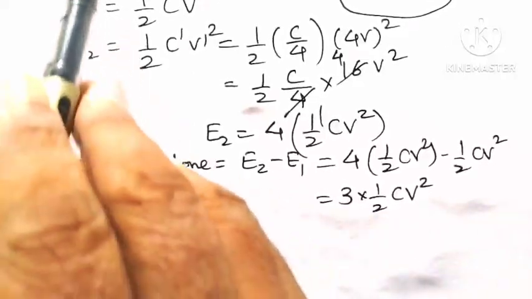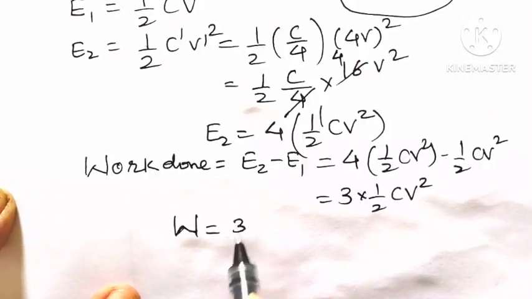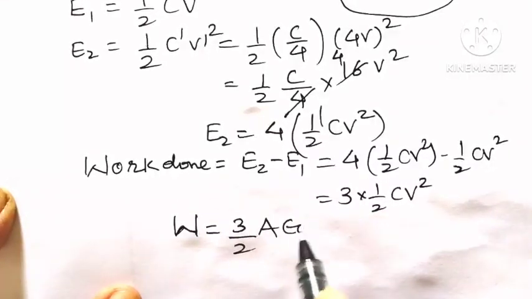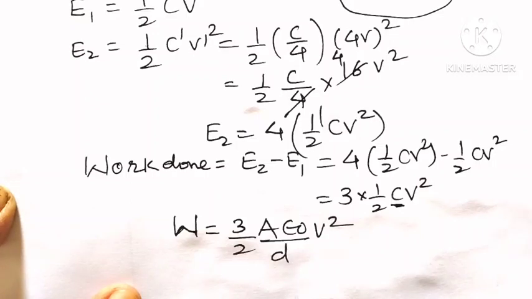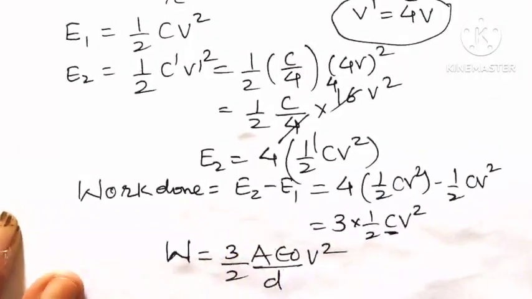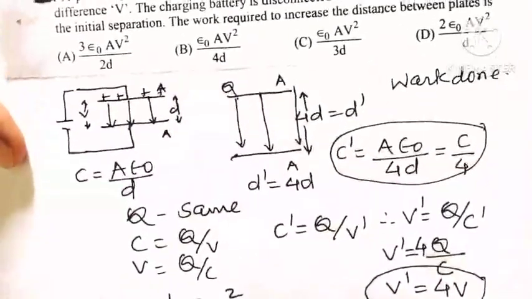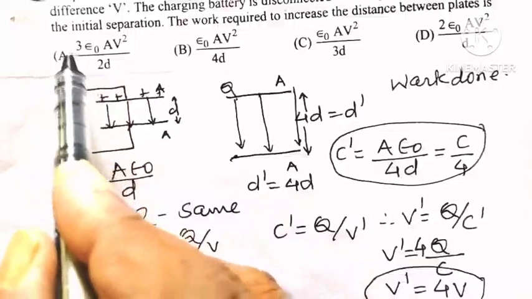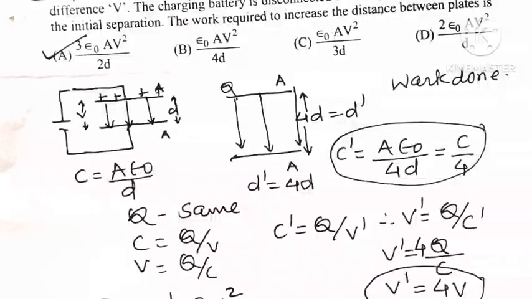Now put the value of C equal to A epsilon 0 by d. So work done W is equal to 3 by 2 A epsilon 0 by d into V square, because this capacitance C is A epsilon 0 by d. So out of the 4 options, look at which option is correct: 3 by 2 A epsilon 0 V square by d. So option A is the correct option for this question.